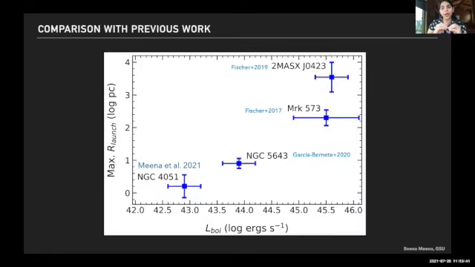But when we compare the launch distances of the outflows in NGC 4051 with those of the brighter AGN, we see a trend that shows that these launch distances of outflows increase with AGN luminosities.